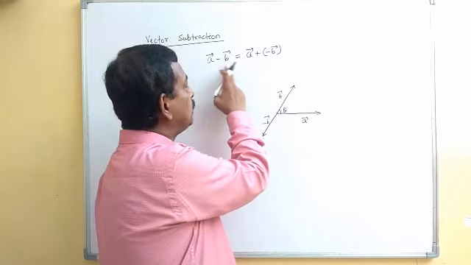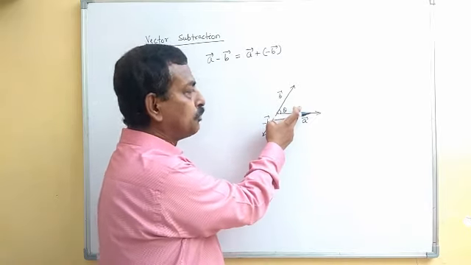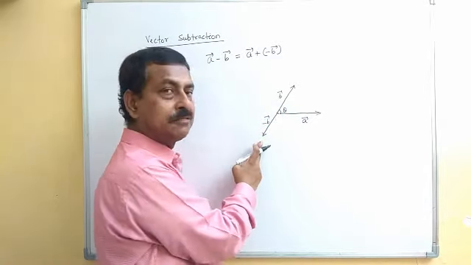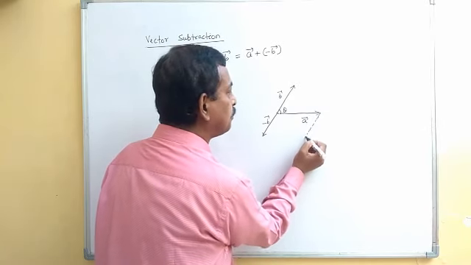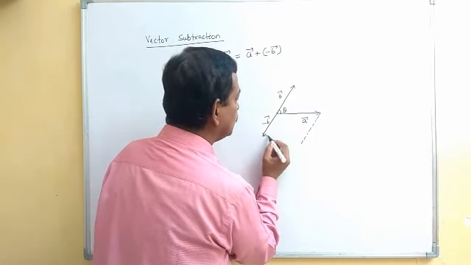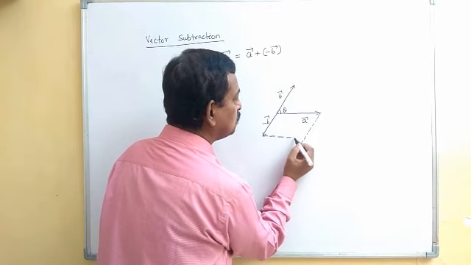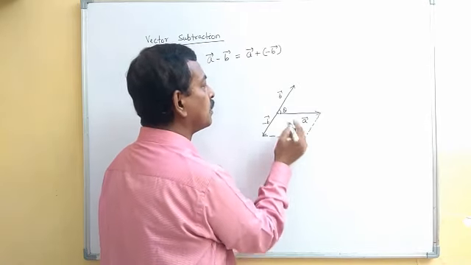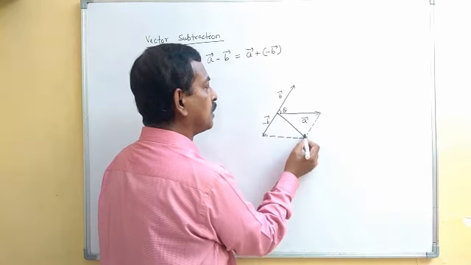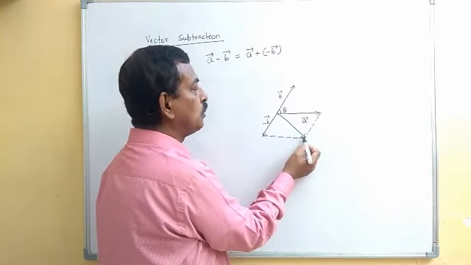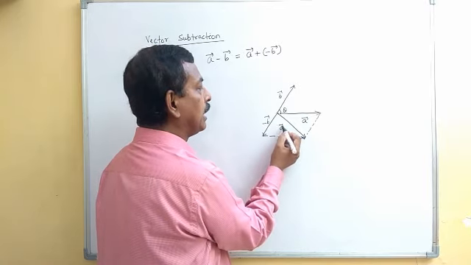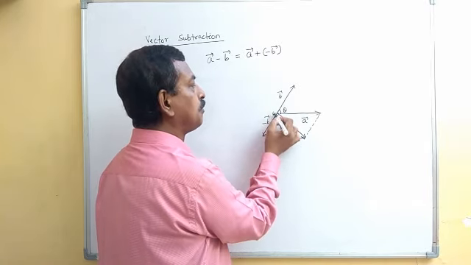And now the difference will be given by the sum of the first vector A and the negative vector B. So we'll complete the parallelogram for that. And the diagonal of this parallelogram, having the same initial point as the given vectors, will represent your vector A minus B.